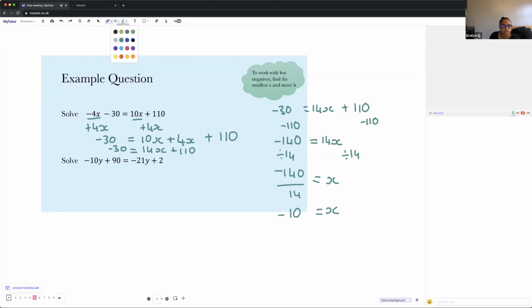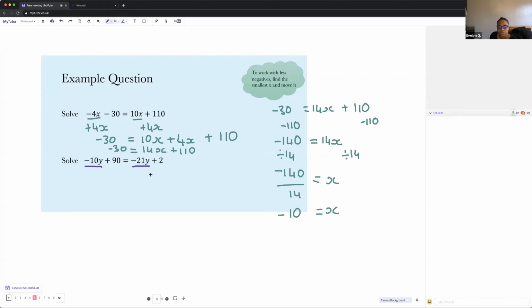And if I change the color to make it a little bit easier to see what the next one is. Now, the next one, we're going to do exactly the same method. We're going to find the smallest y, move that one, and then solve. So I've got minus 10y and I've got minus 21y. Minus 21 is smaller than minus 10 because it's more negative. So that's the one that I want to move.